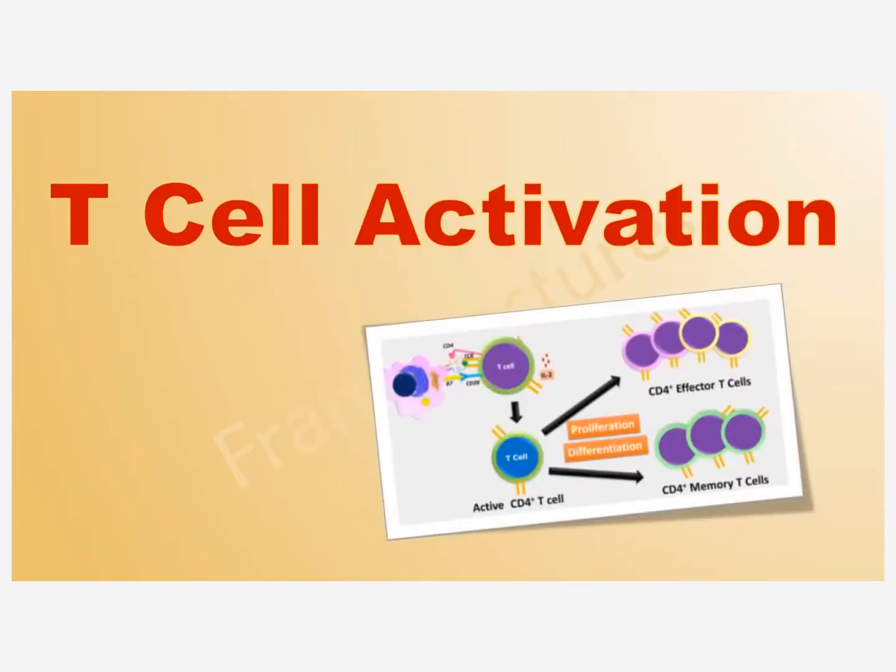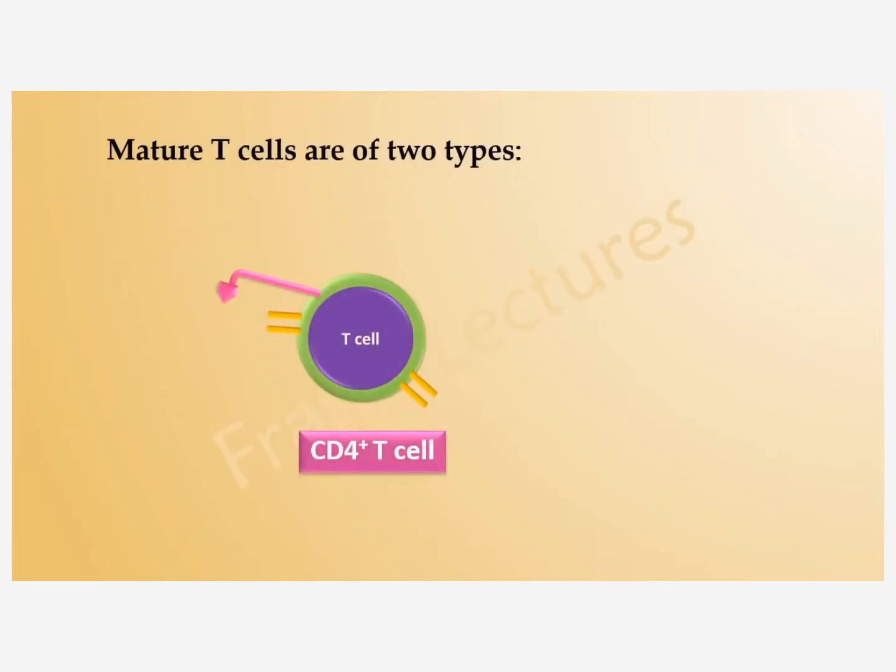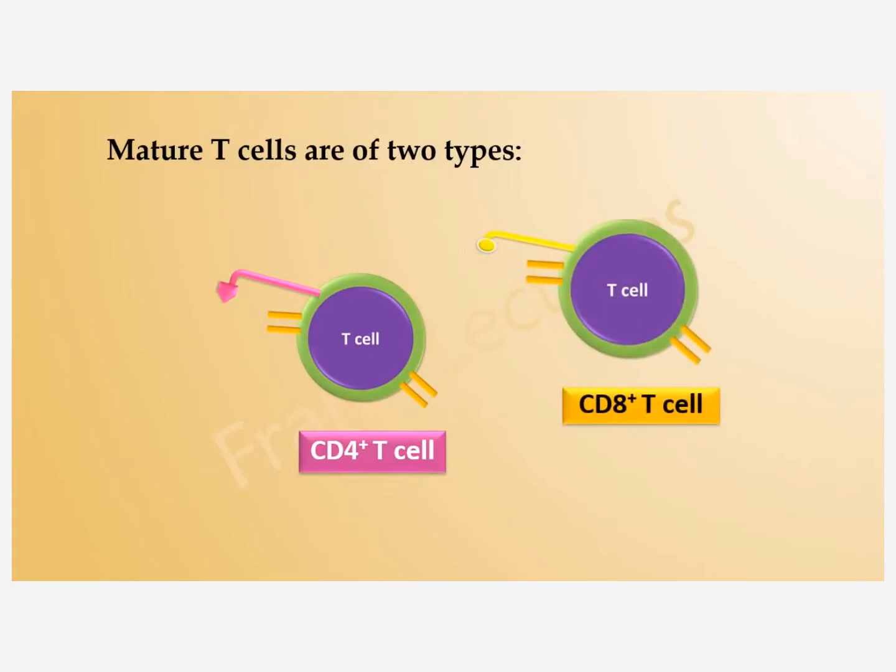T cell activation is a complicated process. We will keep it simple by discussing the main steps only. We know that mature T cells are of two types, CD4 positive T cells and CD8 positive T cells. These are naive T cells since they have not encountered any antigen yet. First we will study the activation of naive CD4 positive T cells.